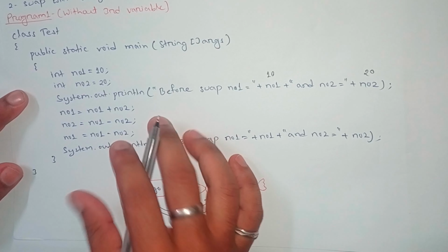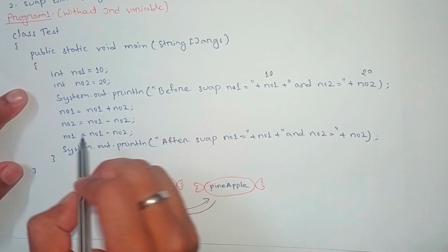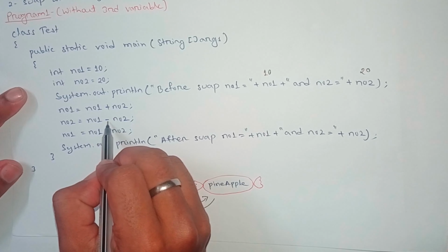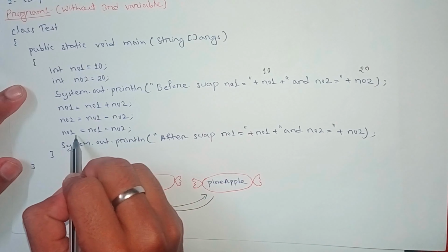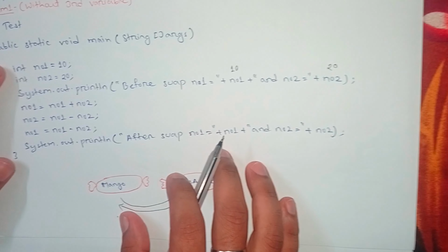Now see the logic. Number 1 equal to number 1 plus number 2. Number 2 equal to number 1 minus number 2. Number 1 equal to number 1 minus number 2. How will it work? See here.